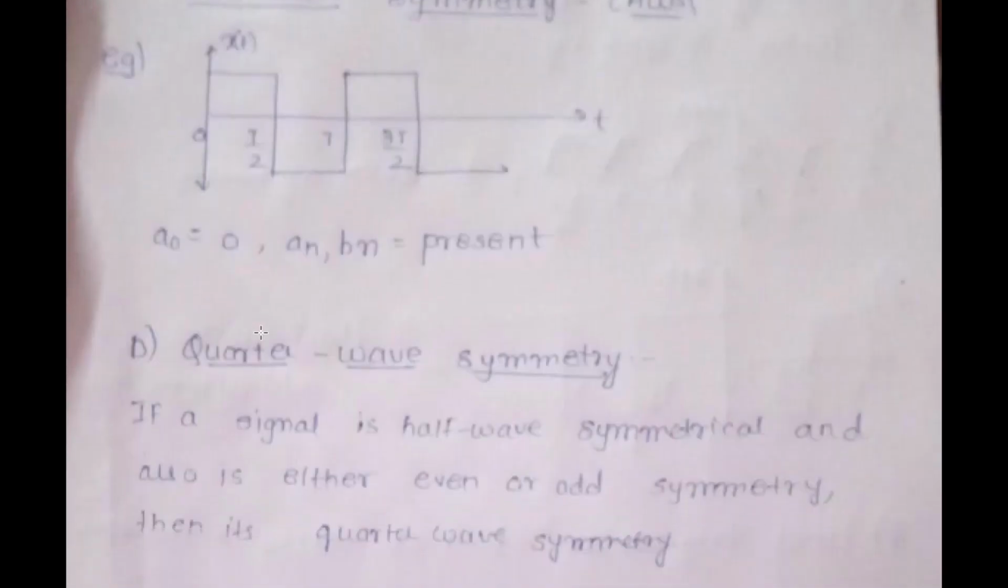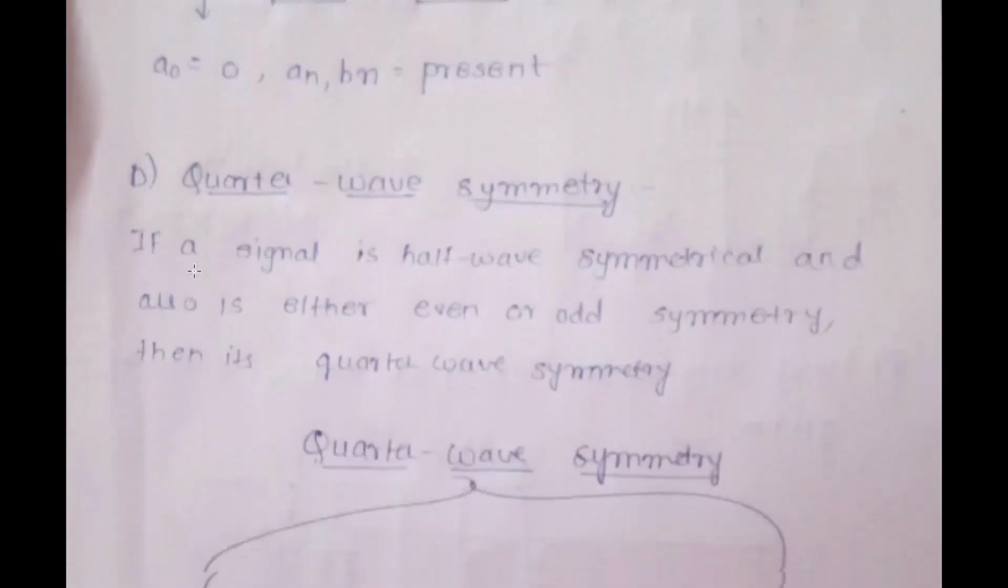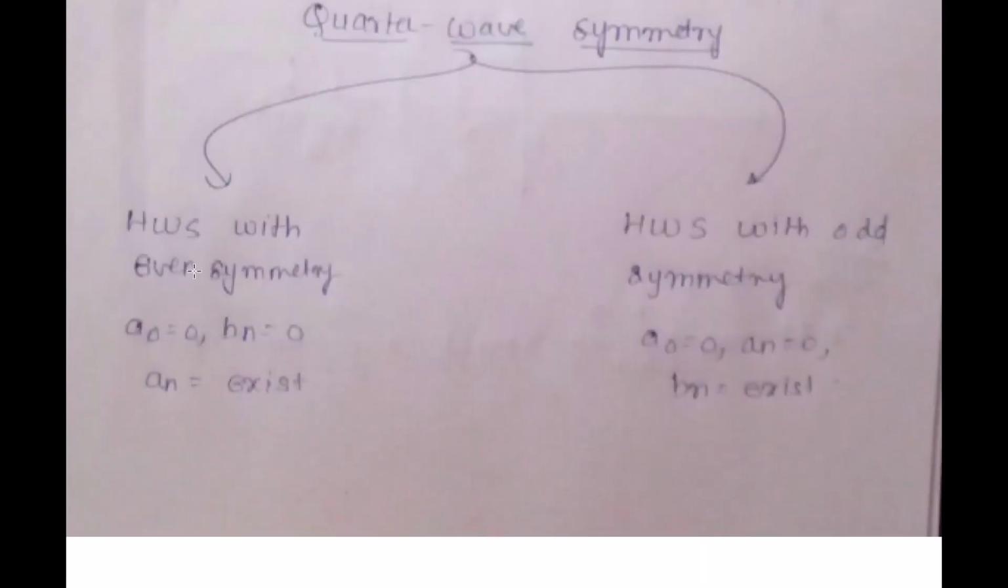Half wave symmetrical signal, my A0 is equal to 0. And when I talk about a quarter wave symmetrical signal, it is always that signal in which I have half wave symmetry plus even, or half wave symmetry plus odd. So if half wave symmetry plus even, only my An will exist, because if I talk about half wave, my A0 is 0. If I talk about even, my Bn is equal to 0. So combining this, only my An will exist.